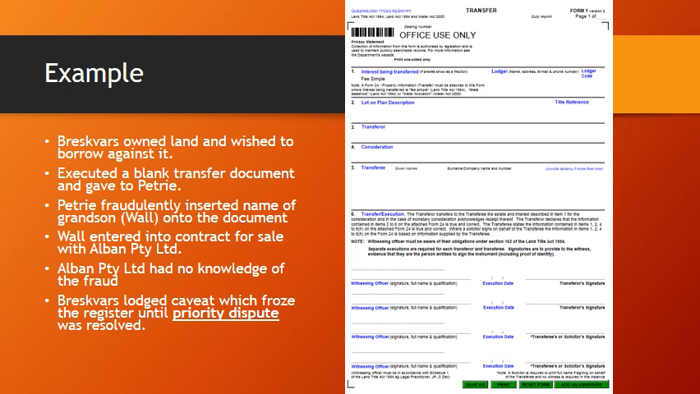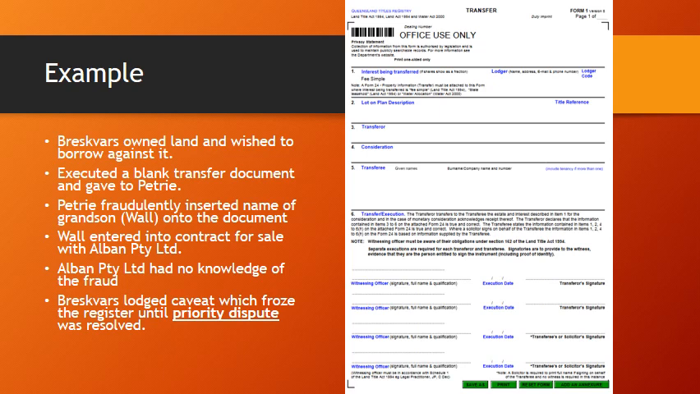Albin doesn't have the legal title. They've still got equitable title to the fee simple, or an equitable interest in the fee simple. So what we have is two equitable interests, competing equitable interests, which we then call a priority dispute between Brescobar and Albin. We'll talk about priority disputes in a few weeks' time.